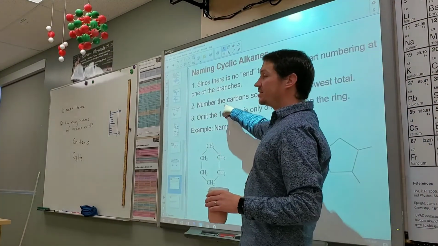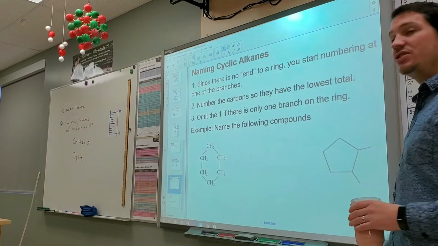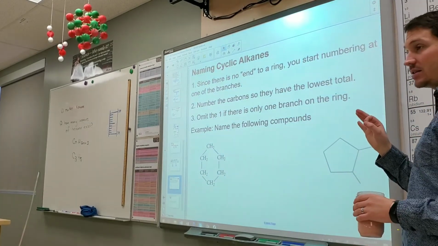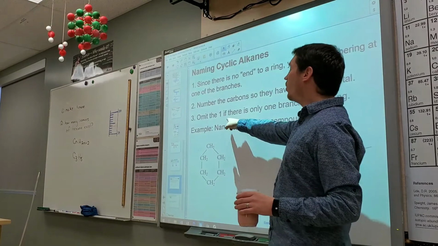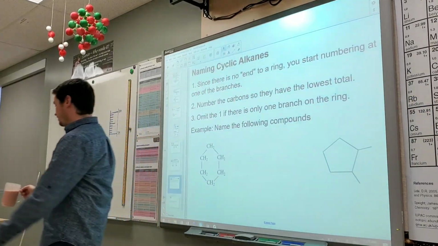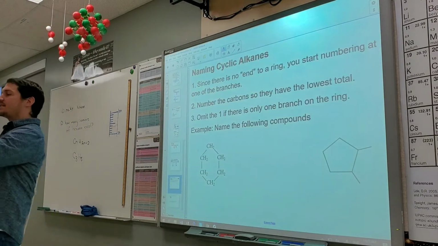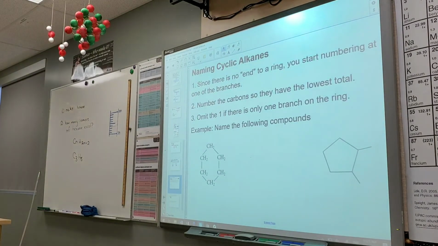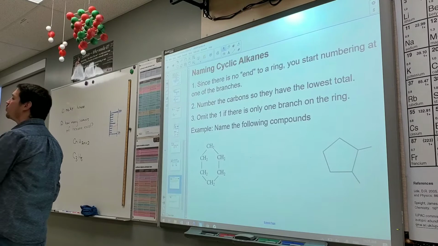Number the carbons so that they have the lowest total number still, right? Omit the 1 if there's only one branch on the ring. So what I could say, this is a cyclopropane, but what's attached to the cyclopropane? A methyl group. Do I have to say 1 methyl cyclopropane? No, because if it's attached here, that's 1. But if it was attached here, that would be 1 as well. So we just say methyl cyclopropane, just because there's one branch.